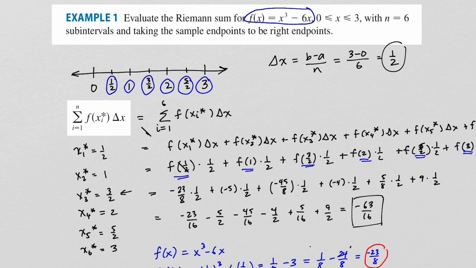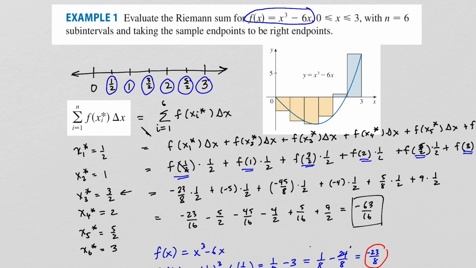But let's go ahead and bring in a graph to see why that area is negative. So here is what that graph looks like. So here's the function x cubed minus 6x from 0 to 3. And you can see there is definitely what appears to be more area below the x-axis than there is above the x-axis. And when we did that approximation, 4 of our rectangles had negative area and 2 of our rectangles had positive area. And you can actually see that right here in the calculations.